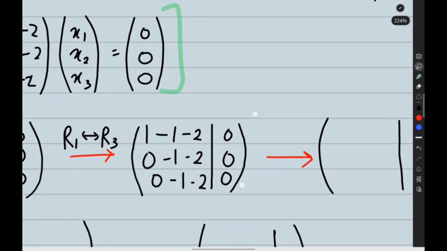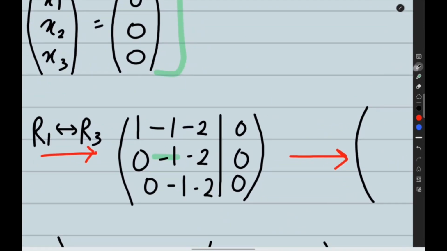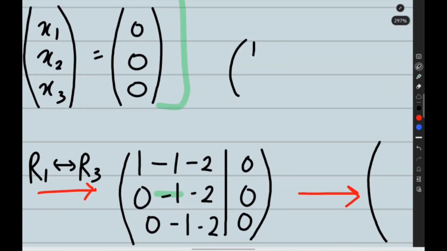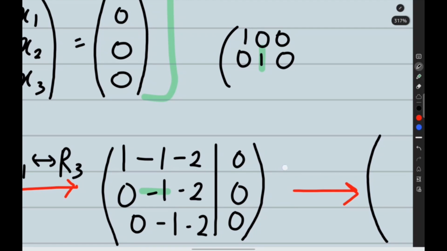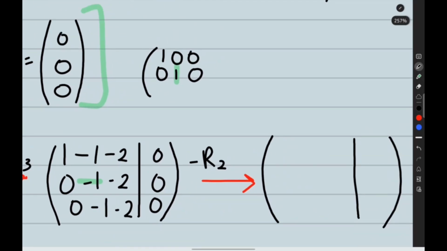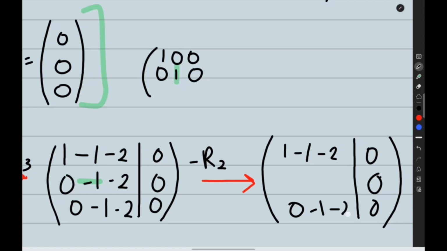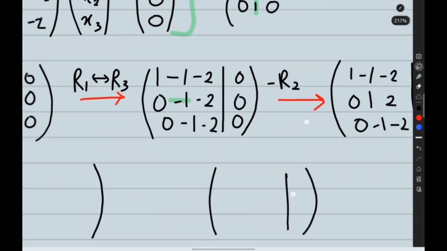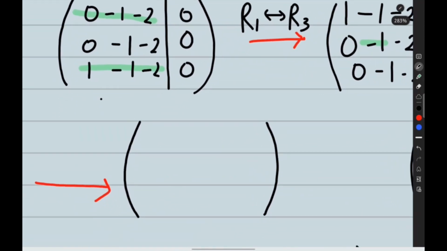After that, we want to make this negative 1 positive, because our target is 1, 0, 0, 0, 1, 0. So we change it by multiplying R2 by negative 1. Row 1 and row 3 do not change anything, so we just copy 0, 0, 0, 0, negative 1, negative 2. So we only change here to positive, positive. And then we can proceed with the ERO until we get the final REM and RREM.